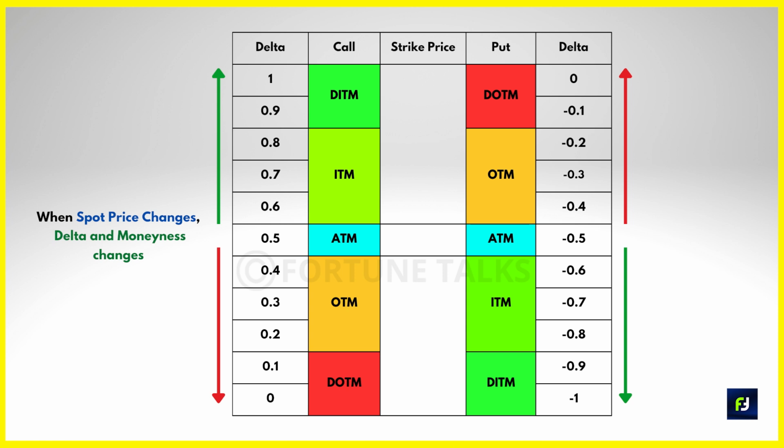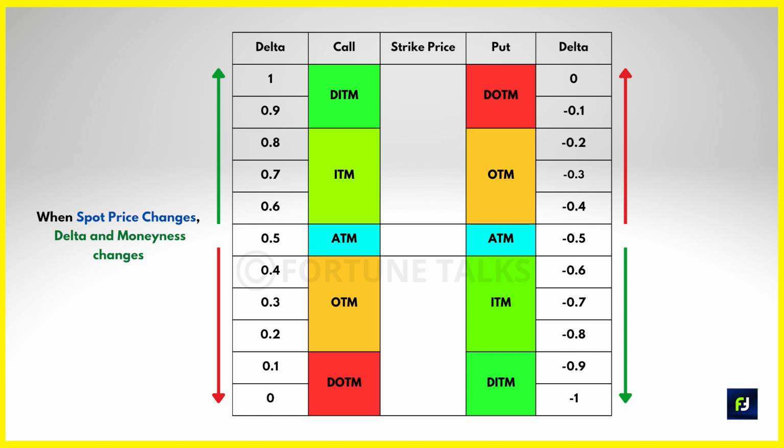As the option price moves further in the money, the delta will keep increasing, causing the option price to be more and more sensitive to changes in the underlying price. And as the option price moves further out of the money, the delta will keep decreasing, causing the option price to be less and less sensitive to changes in the underlying price.